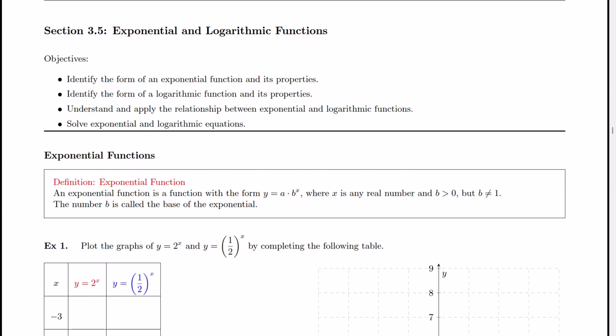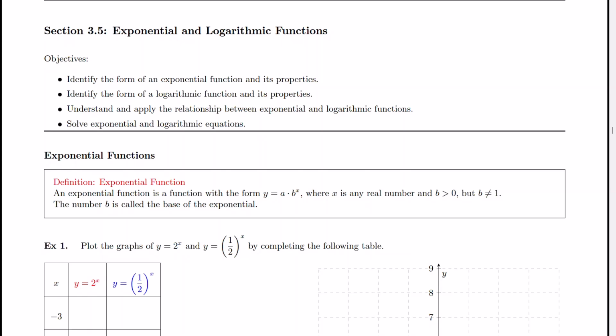Section 3.5, Exponential and Logarithmic Functions. The objectives of this section are to identify the form of an exponential function and its properties, identify the form of a logarithmic function and its properties, understand and apply the relationship between exponential and logarithmic functions, and finally to solve exponential and logarithmic equations.